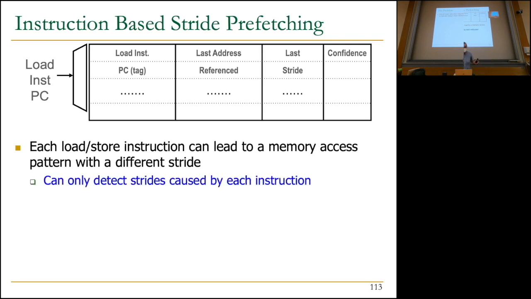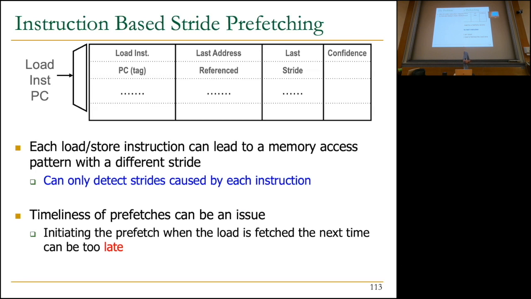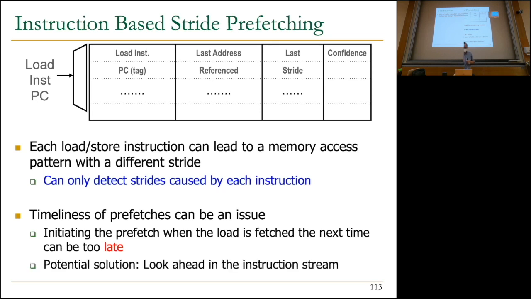Now you can distinguish between them, but you're limited in the sense that you can detect only those strides. Timeliness can be an issue. Initiating the prefetch when the load is fetched the next time can be too late, basically. So you fetch the load, and then you initiate the prefetch as the last address you've seen by this load plus the last stride. It may be too late because the load is going to access the data cache very soon, right? So you really need to look ahead. A potential solution is basically to look ahead in the instruction stream.